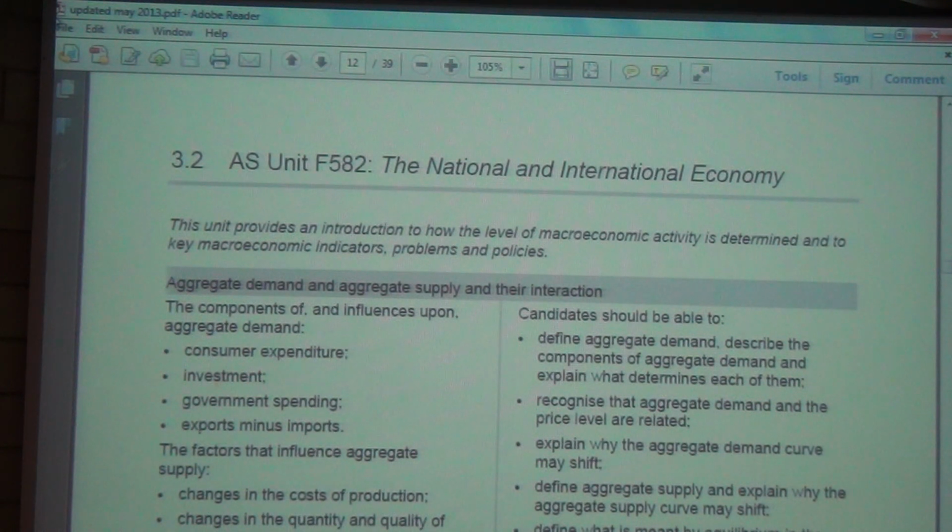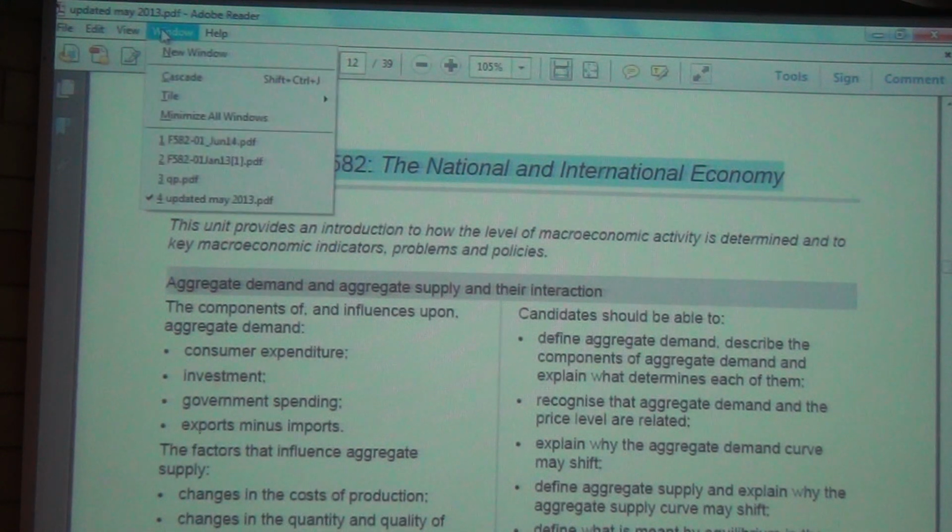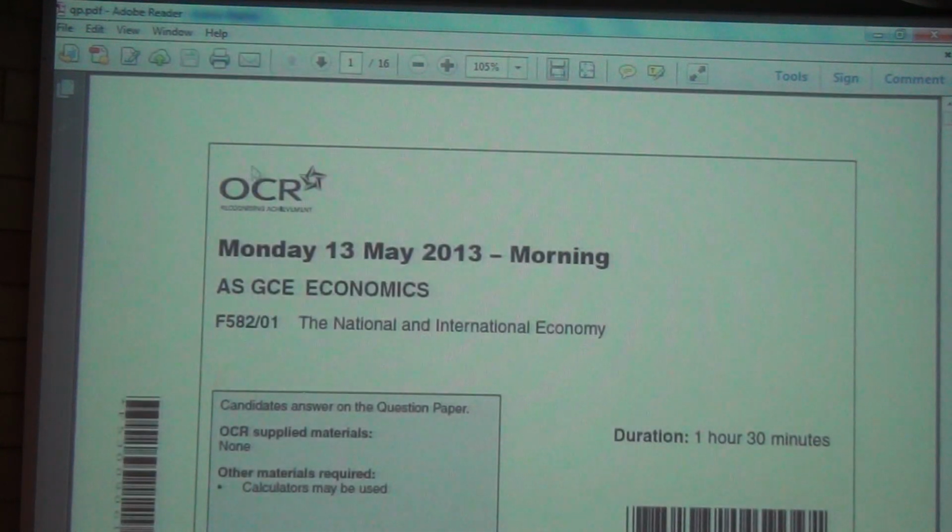So in order to do this, you need a copy of your specification, which I have on the screen at the moment. We're looking at page 12, the start of the National and International Economy unit. You also need a copy of the 3 previous question papers. The general rule is that the exam board will not set similar questions to what has been on the 3 previous sessions.